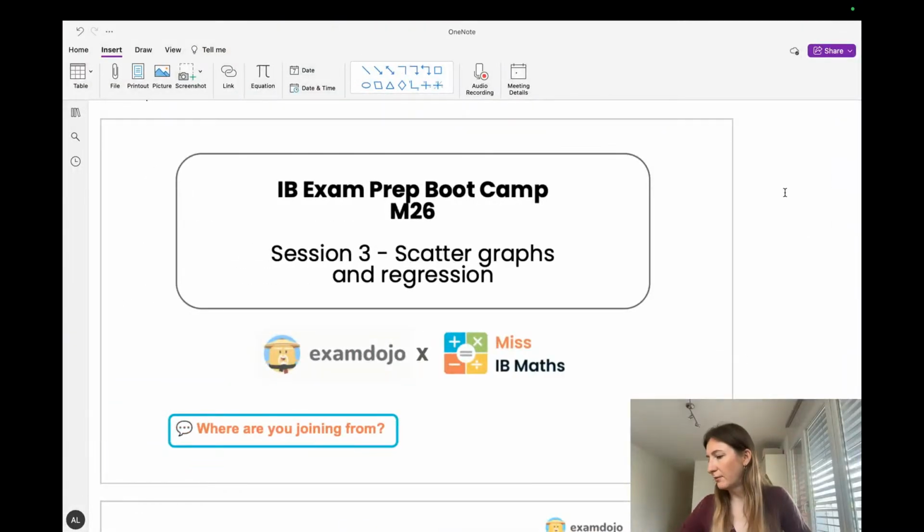All right, and now hopefully you're just going to go through what scatter graphs are, what regression lines look like, a bit of information on that. Then we'll go through some worked examples, and then we'll do some exam-style questions. So if you haven't already, grab a pen and paper and your calculator so you can follow along. And take notes as well as you go.